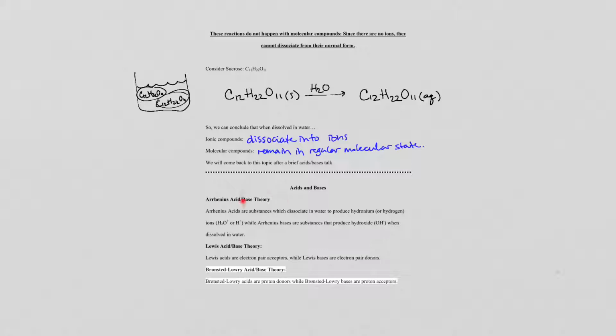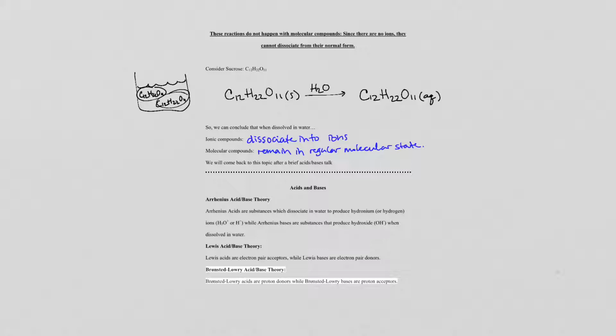The Arrhenius acid-base theory states that acids are compounds that dissolve to produce hydronium or hydrogen cations in solution, and bases are substances that dissolve to produce hydroxide ions in solution. Lewis acid-base theory states that acids are electron pair acceptors while bases are electron pair donors. And Bronsted-Lowry acid-base theory, which for some reason is highlighted in white, I don't know how that happened in this video, but it shouldn't happen in your worksheet. Bronsted-Lowry acids are proton donors, while Bronsted-Lowry bases are proton acceptors.